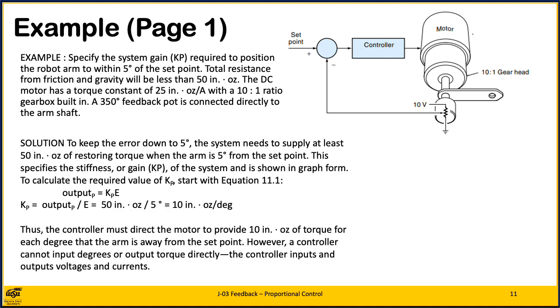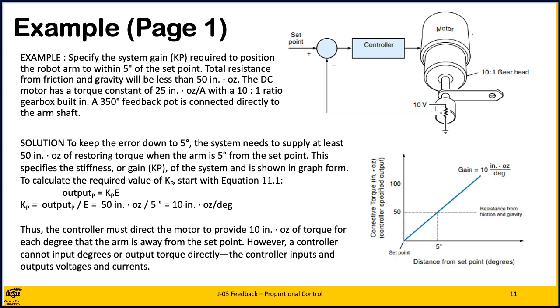The solution: to keep the error down to 5 degrees, the system needs to supply at least 50 inch-ounces of restoring torque when the arm is 5 degrees from the set point. This specifies the stiffness or gain Kp of the system and is shown in graph form. To calculate the required value of Kp, start with equation 11.1. Output P is equal to Kpe, so Kp is equal to output over the error, which is 50 inch-ounces divided by 5 degrees, equal to 10 inch-ounces per degree.